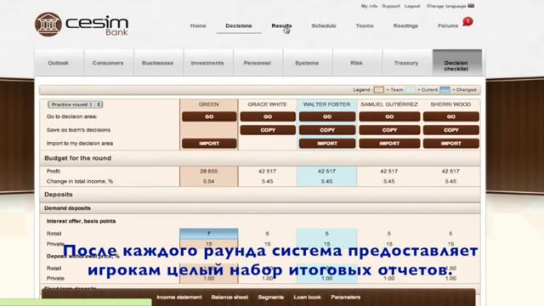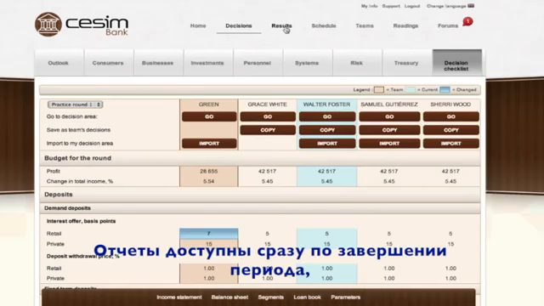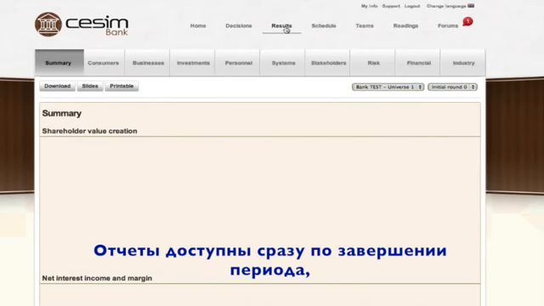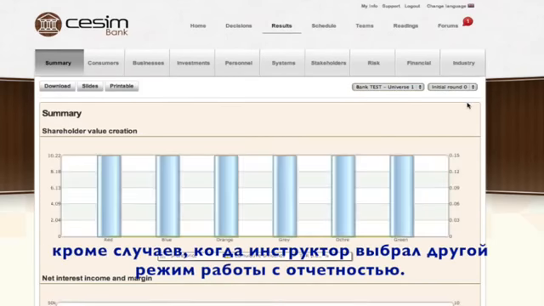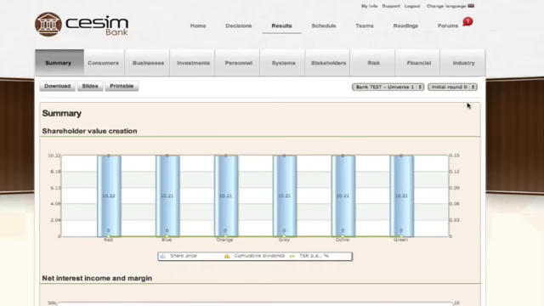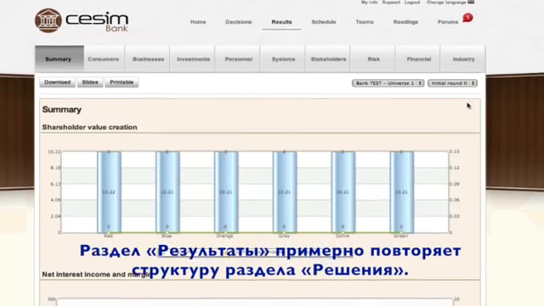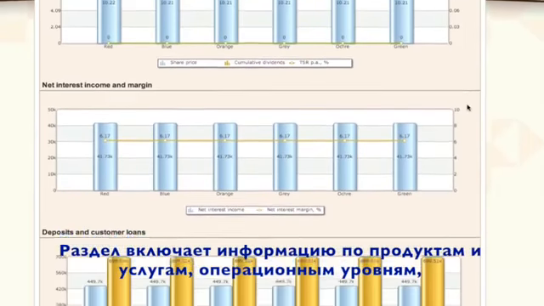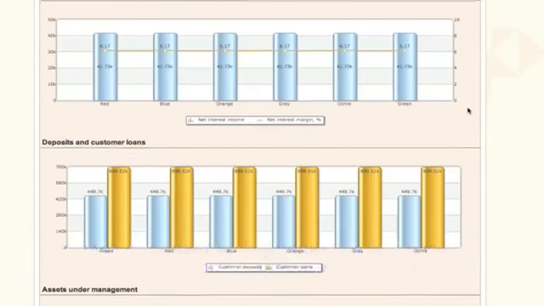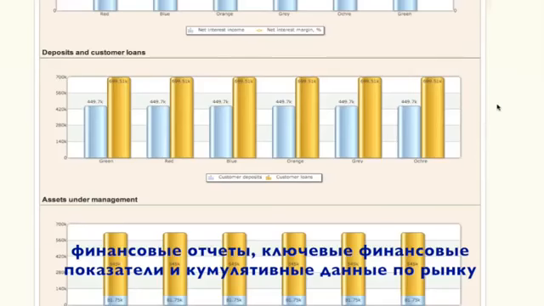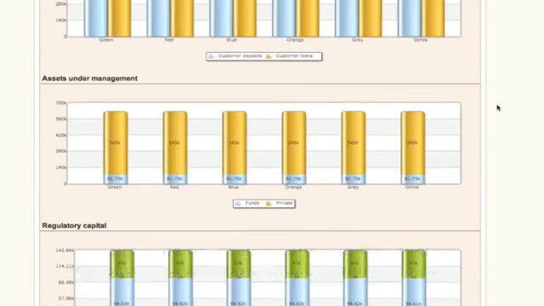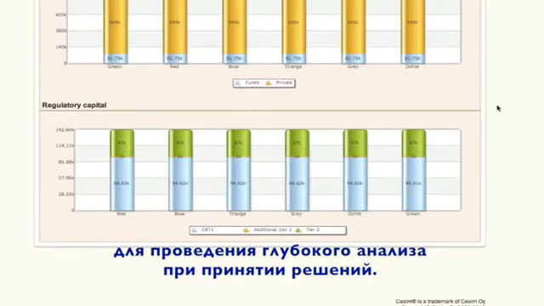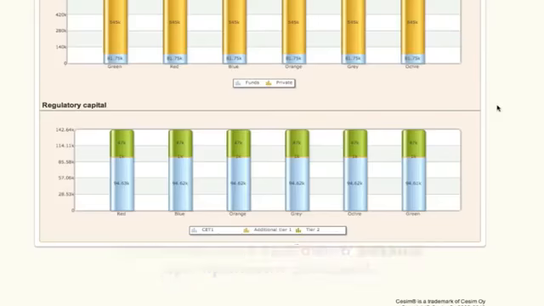After each round, the system generates a collection of reports for teams to analyze their performance. The reports become available immediately after the deadline passes, unless otherwise chosen by the instructor. The results section presentation approximately follows the decisions interface. It includes all the relevant product and operational level data, as well as financial reports, financial ratios, and industry aggregate level data that are required for in-depth analysis of market development.